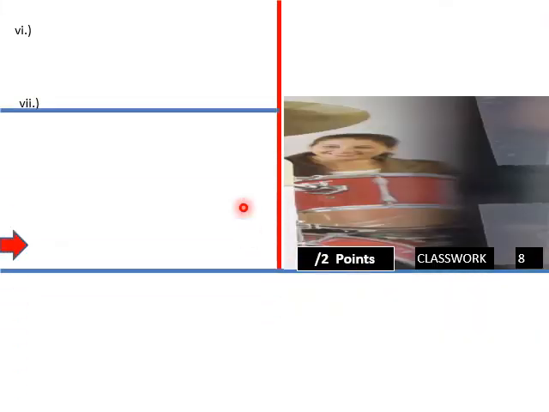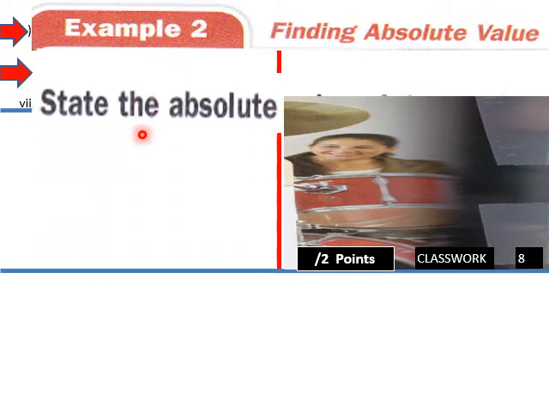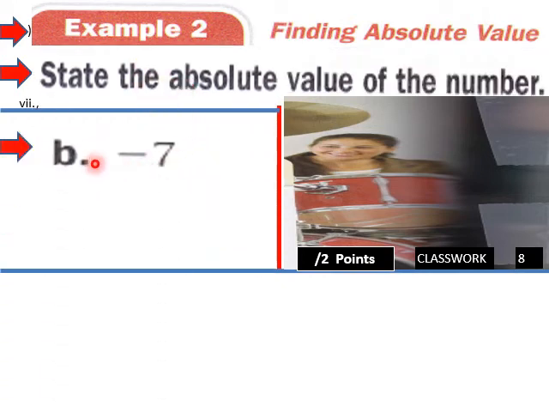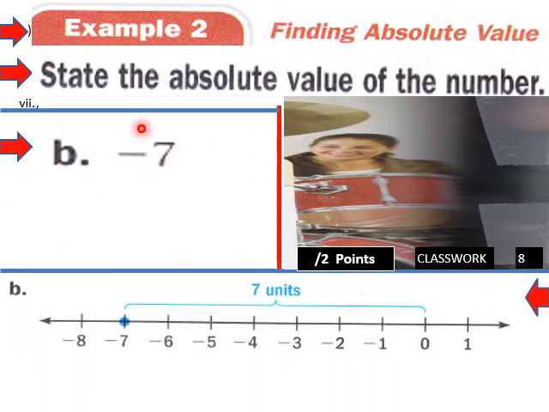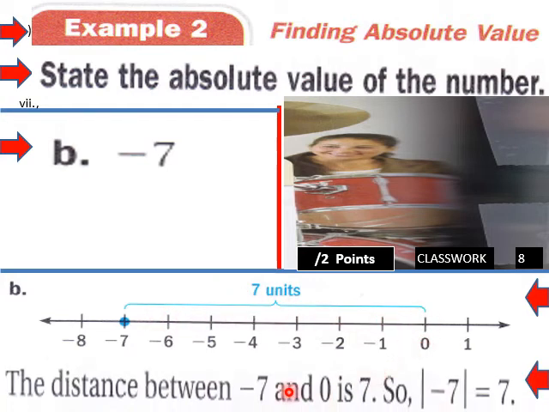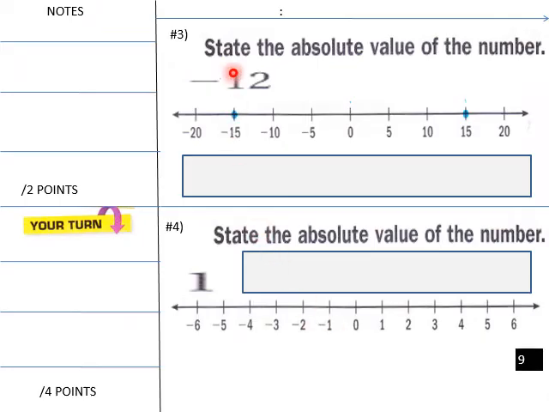Okay, that's cool. What's next? Find an absolute value again. State the absolute value of the number. So now we have negative 7. What's the absolute value of negative 7? So here's 0, here's the origin, and we go over here to negative 7. We plot that. How many units is negative 7 from the origin? It's 7 units from the origin. So the absolute value, the distance between negative 7 and 0, is 7. So the absolute value of negative 7 would be 7. So that would be your absolute value.